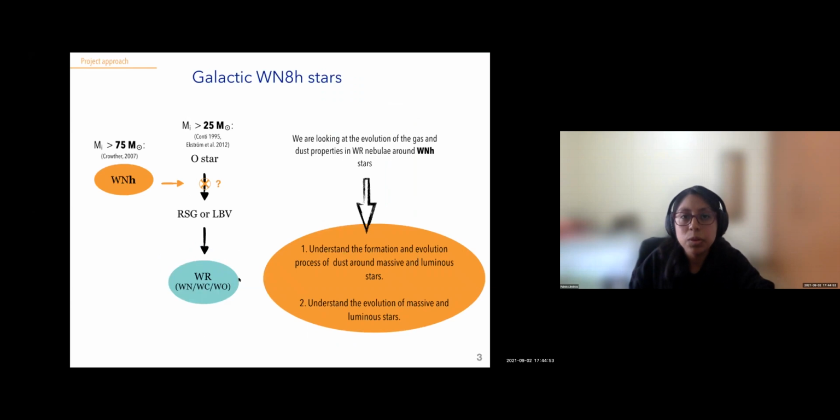In this project, we are looking at the evolution of the gas and dust properties in Wolf-Rayet nebulae around WNh stars in order to understand the formation and evolution process of the dust around massive and luminous stars, as well as the evolution of the stars themselves. The WNh stars are characterized by hydrogen emission lines.